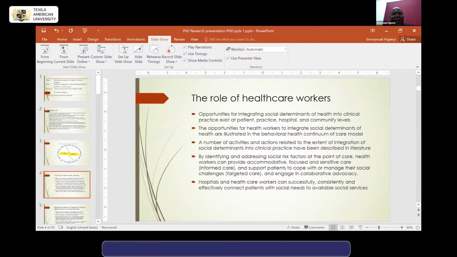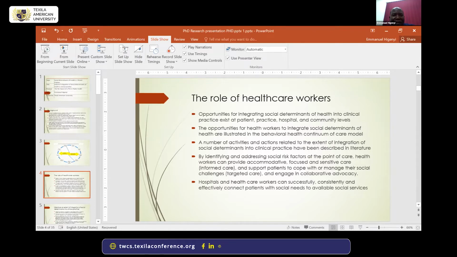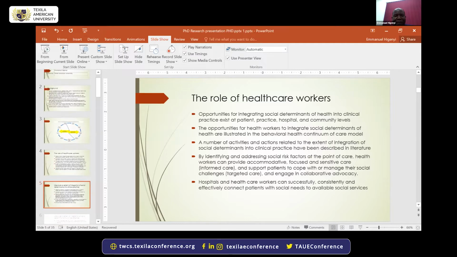This is basically in line with the social accountability paradigm, which is properly described. The issue here is that health workers need to start getting interested in how to practice the social accountability framework in healthcare practice. So hospitals and healthcare workers can successfully, consistently, and effectively connect patients who have social needs to available social services in the community.